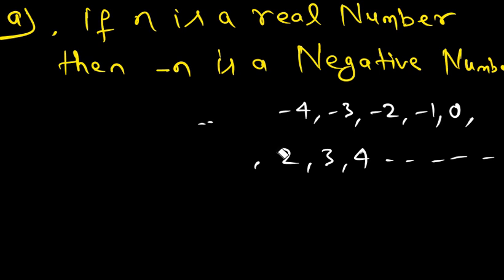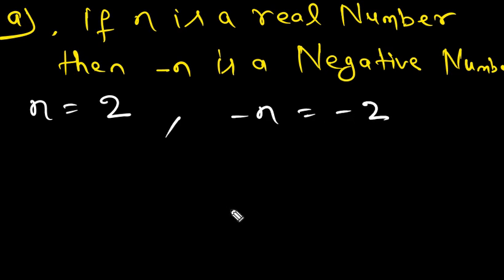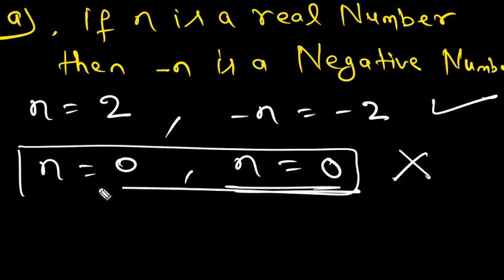Now, let's try our conjecture. So our conjecture is saying if n is a real number, then negative n is a negative number. Okay. So let's say n equal 2. Negative n will be true. Okay, let's try n equal, you tell me any number, 0. So then n is equal 0. Is this a negative number? It's not. So this can be your counter example.